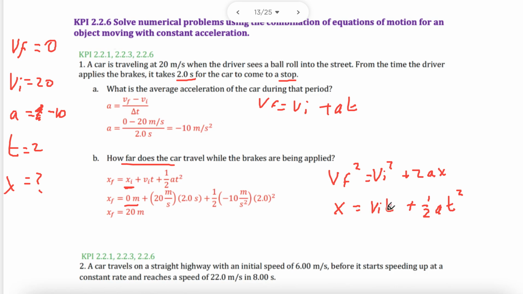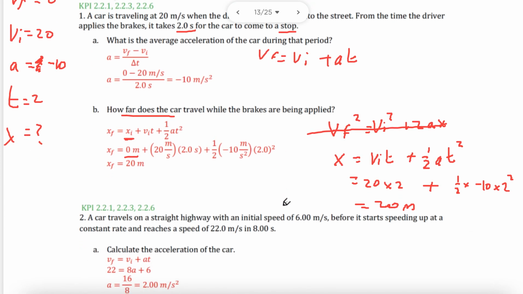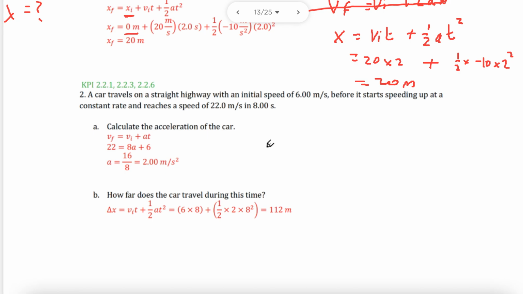Okay, so going ahead and putting the numbers in, well, they've done it over here, but I'll write it again so that it's clear for us to see. I decided not to use that formula because this one is easier. V initial, which is just 20, multiplied by the time, which was 2, plus a half times negative 10, times time, which we have, again, 2 squared. Put that in your calculator, you will get 20, and don't forget the unit, meters.